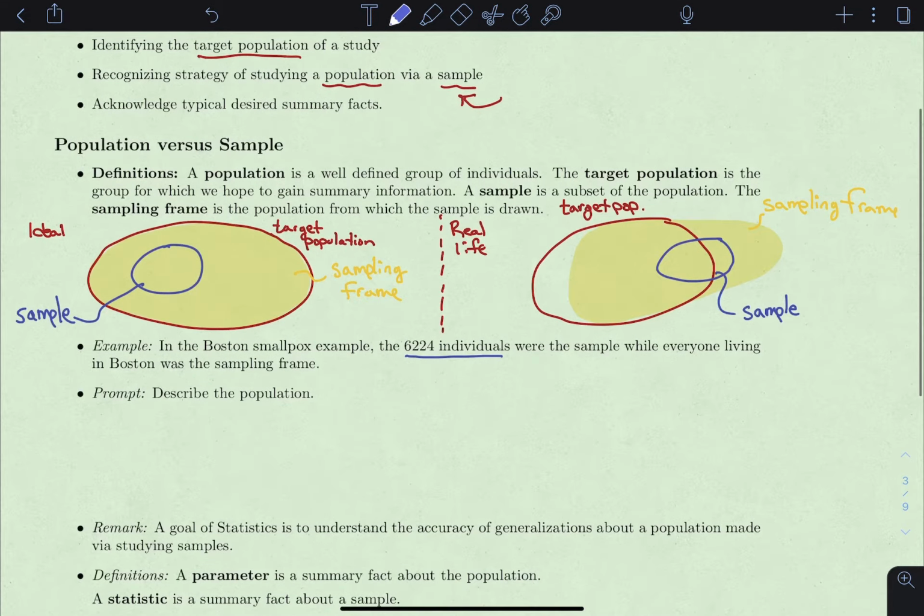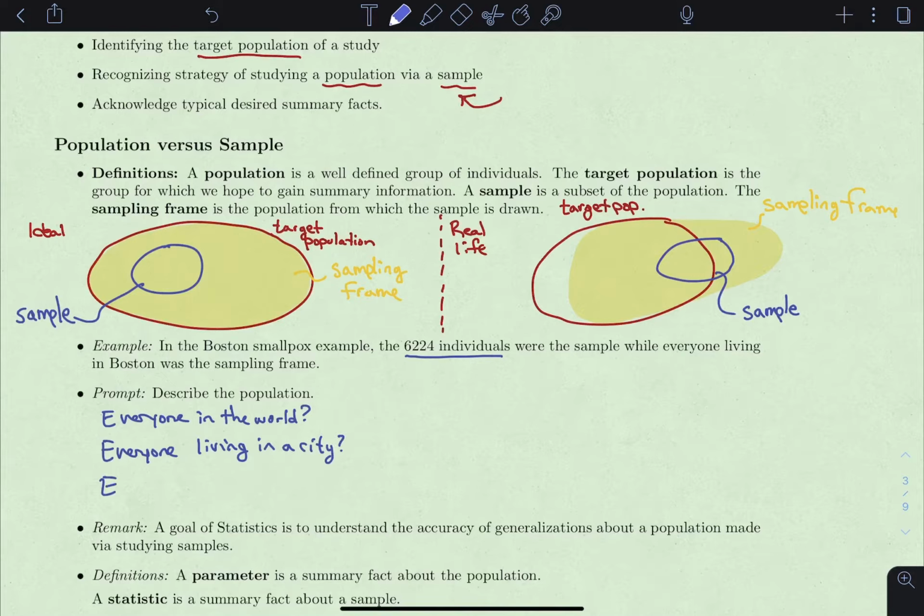And this can be tricky. Is it everyone in the world? Is it everyone living in a city? Or should we be even more specific, everyone living in Boston? It's a good thing to keep in mind what you're declaring your population to be, because your population is to whom you are applying your results.